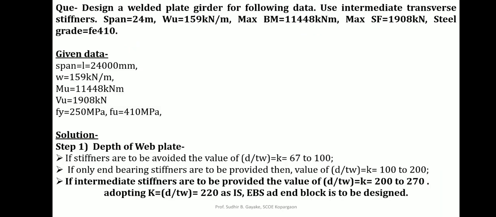The numerical statement for the given problem is: design a welded plate girder for the following data. The data is given as: use intermediate transverse stiffeners. If in the numerical this particular statement is mentioned, to adopt intermediate transverse stiffeners, then in short, by default you need to design your end bearing stiffeners also.